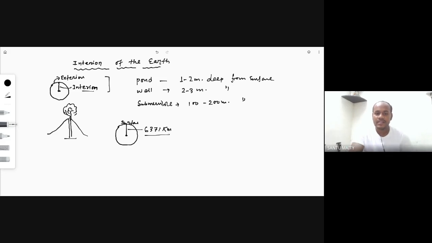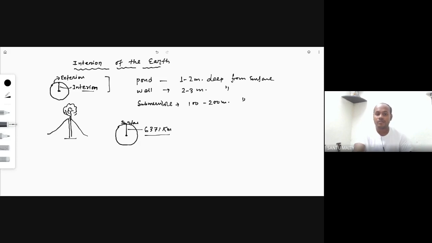This is about 6371 kilometer. Now think, from Kolkata to New Delhi, the distance is 1500 kilometer. So you need to travel four and a half times: Kolkata to Delhi, then Delhi to Kolkata, then Kolkata to Delhi, then Delhi to Kolkata, and then again. Then only you can reach this distance. So think about this, how long the interior of the earth is extended.